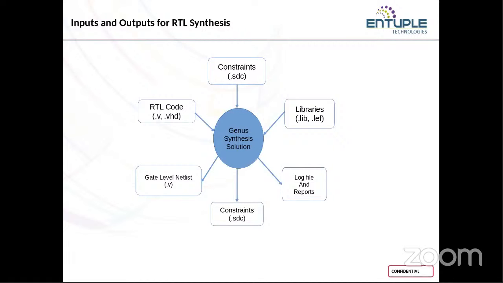So all that related information will be available from your .lef file itself. A combination of .lib and .lef, we are calling it as library files. So Liberty and Library Exchange Format file. The Liberty file will have your timing information, and the .lef file will have your cell information.